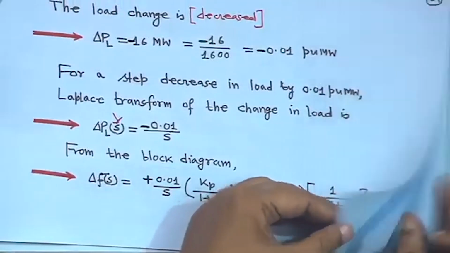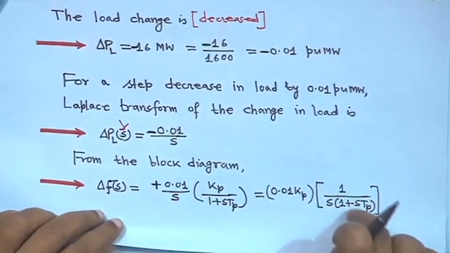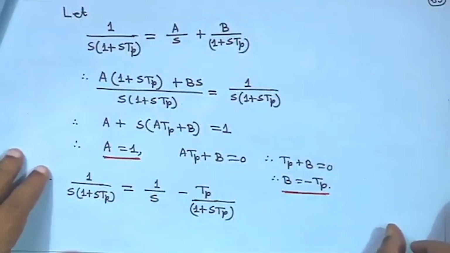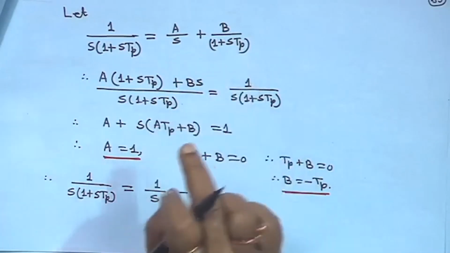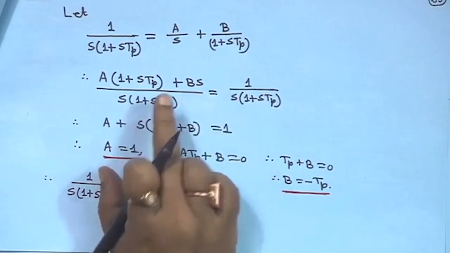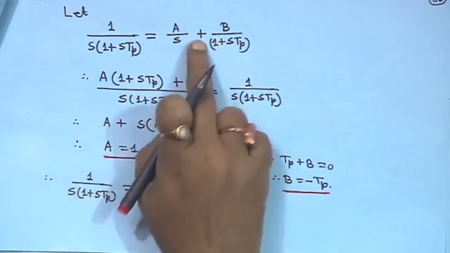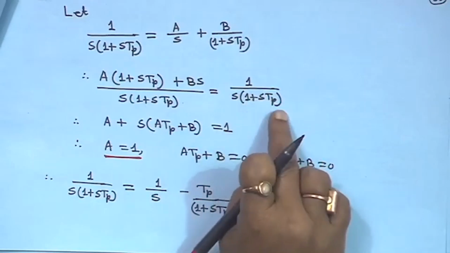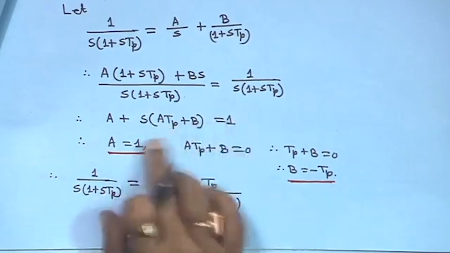Now you make this in two terms. You know all this from your calculus: let 1 upon s into 1 plus sTp be equal to A upon s plus B upon 1 plus sTp. You have to obtain A and B; this is an identity. Therefore, writing the left hand side first, A into 1 plus sTp plus B into s upon s into 1 plus sTp is equal to the right hand side, 1 upon s into 1 plus sTp. That means A plus s into ATp plus B is equal to 1; this is an identity.